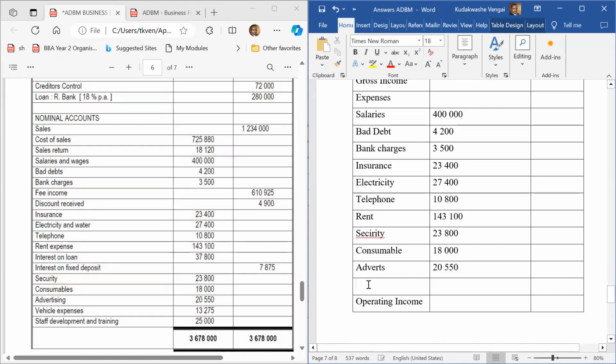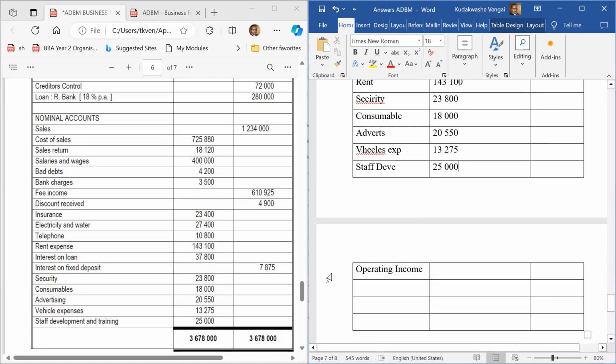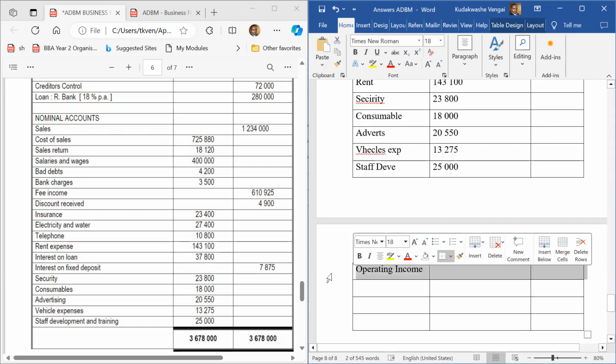And then we have vehicles expense, which is 13,275. There were so many expenses. And then we have got a staff development, 13,275, and then staff development, which is 25,000. Right. And then okay. I think I jumped a couple of things there.